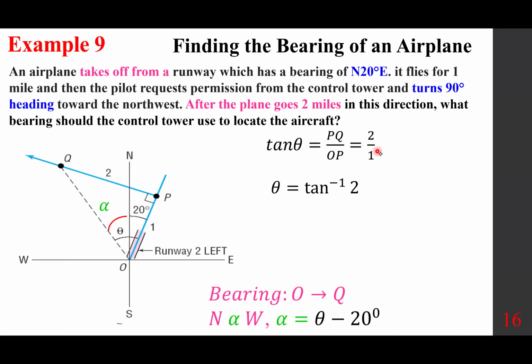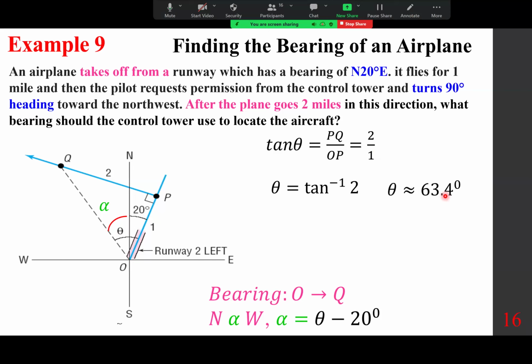So when you put it into a calculator, it results in 63.4 degrees. So theta is 63.4 degrees. What we want is alpha, which is 63.4 degrees minus 20 degrees. That makes it 43.4 degrees. So we go back to here and replace the alpha, and we say the bearing is north, 43.4 degrees west. Pretty straightforward.